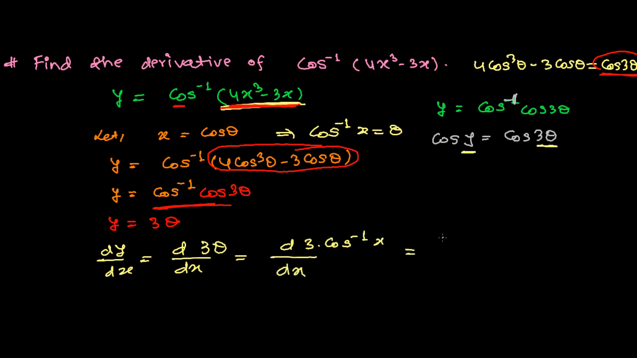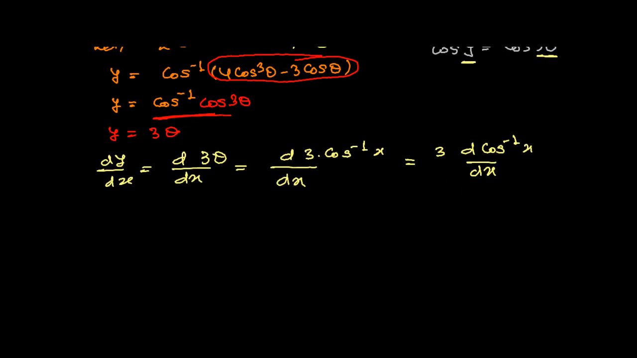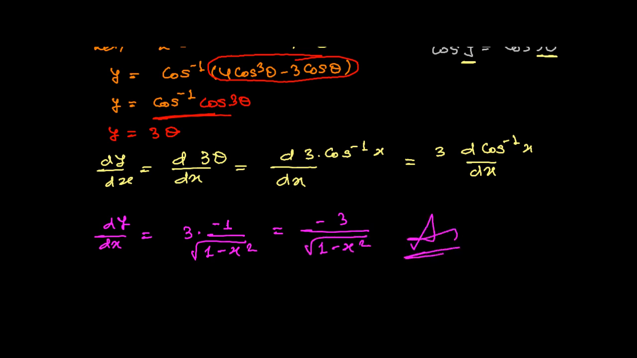Since 3 is a constant quantity, it will come outside, and it will be the derivative of cos inverse x with respect to x. And everybody knows now what the derivative of cos inverse of x is, right? So that's why now dy over dx is turning to 3 times minus 1 over square root of 1 minus x squared. Alright, so our answer is minus 3 over square root of 1 minus x squared.